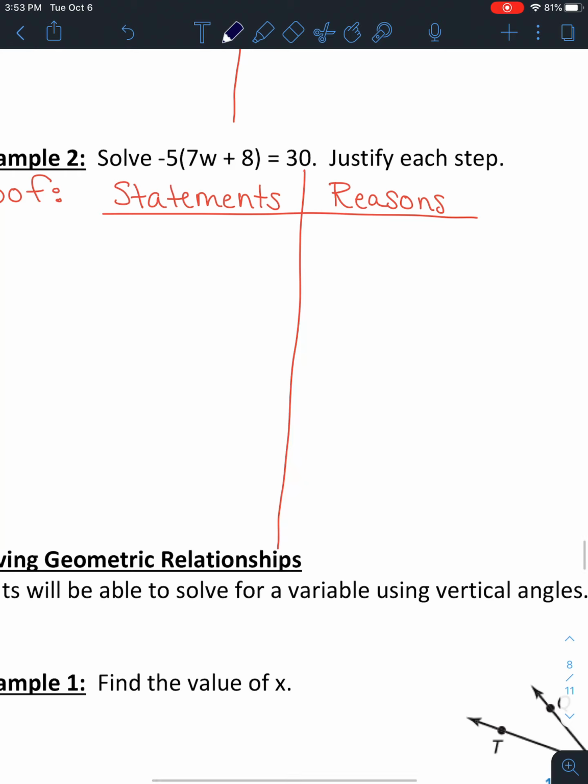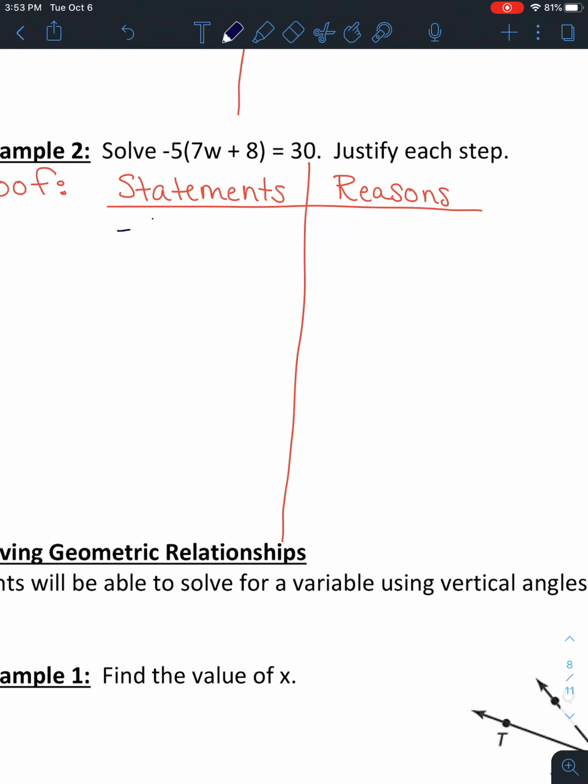All right, so again, this first thing is going to be my given statement, so it's negative 5 times (7w plus 8) equals 30. Okay, and my reason for that is given. They give it to me, so I must write it down. Okay, first thing I'm going to do is take that negative 5 and distribute it. So that gives me negative 35w minus 40 equals 30. And that was my distribution property of equality.